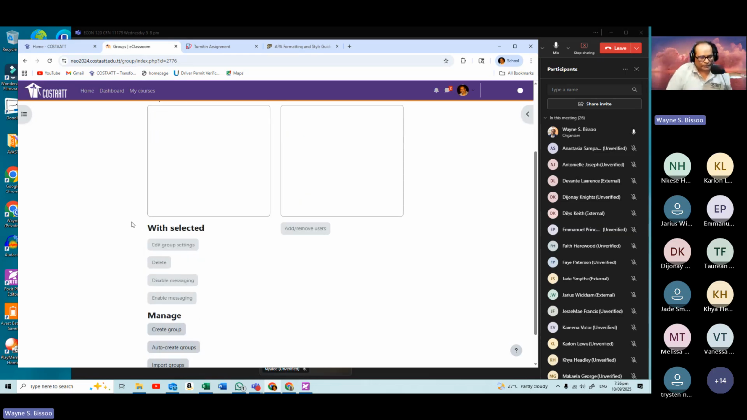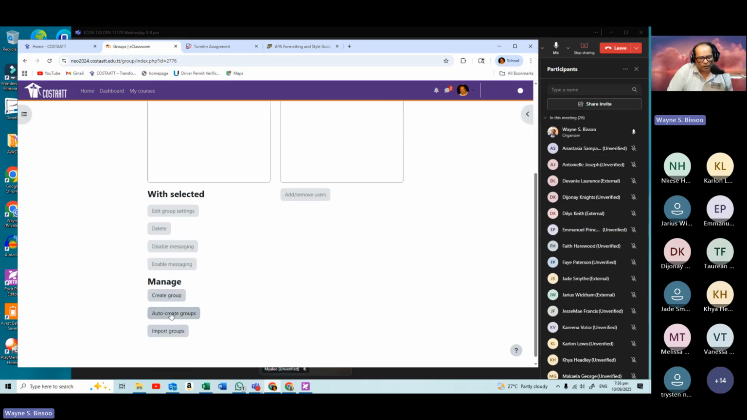Okay then. Right, good. So there is an option here to auto-create groups. Would you all like me to do that, or would you all prefer to put yourselves into groups? Autocreate is fine, I guess. Yeah, that's going to be absolutely random.